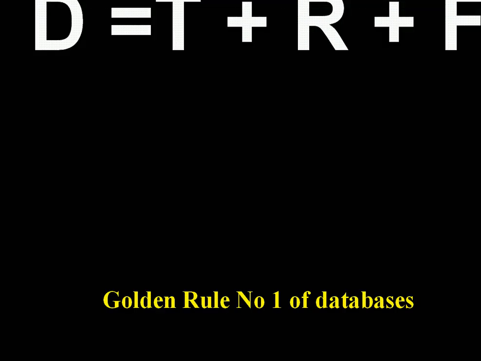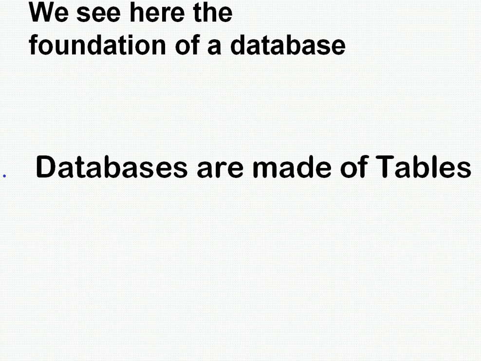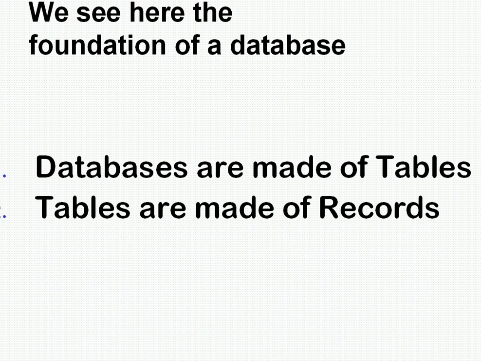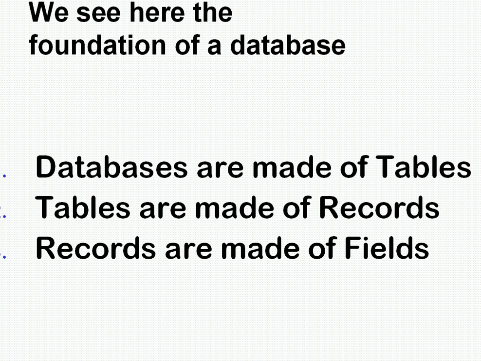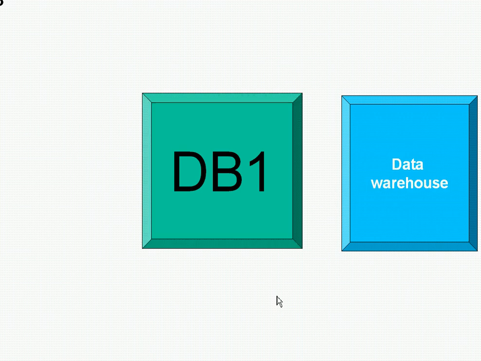So here's the golden rule of databases again. Databases are made of tables plus records and fields. We see here, this is the foundation of a database. So, databases are made of tables. Tables are made of records. Records are made of fields. Okay. So back to the lecture.